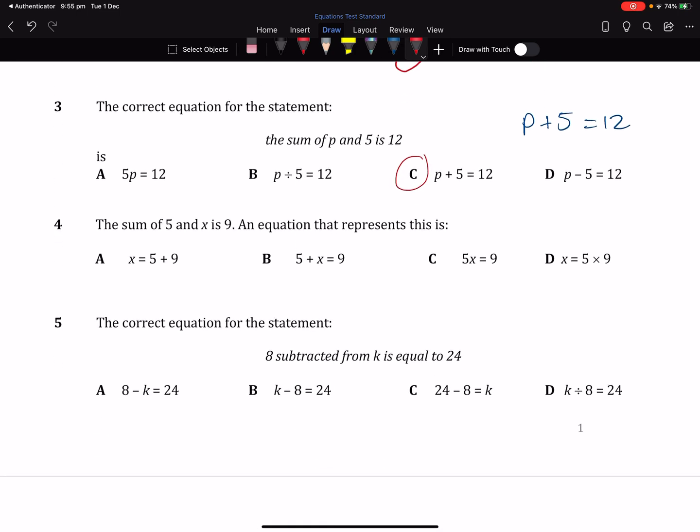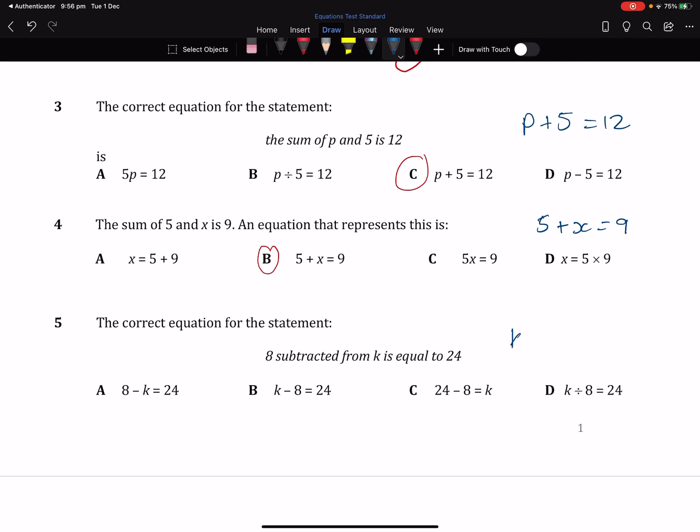Number 4, the sum of 5 and x is 9. Again, it doesn't hurt to write it out. The sum, so we know it's an addition, of 5 and x equals 9. So that's what we're looking for. Let's find which one it is. x equals 5 plus 9 is A. Again, it doesn't matter which way we have that round. No, that's not it. 5 plus x equals 9. There it is, B.